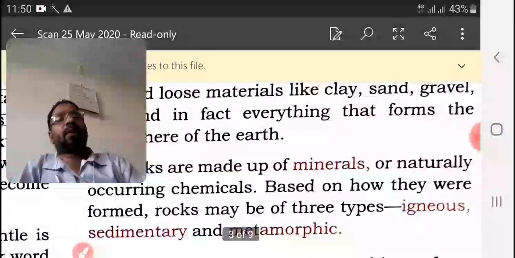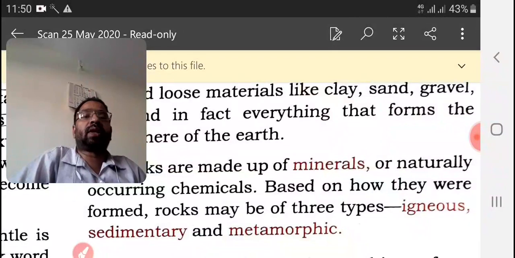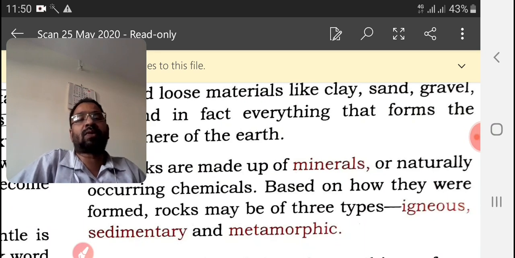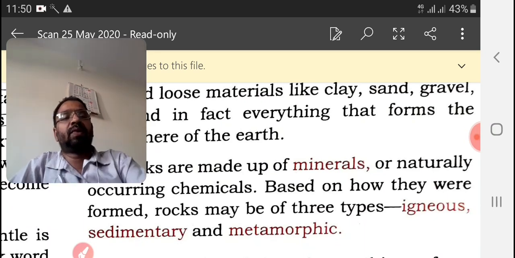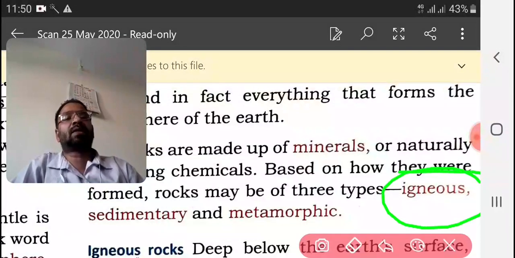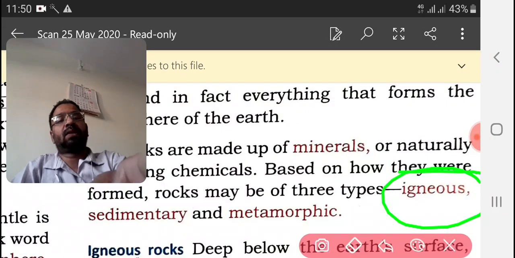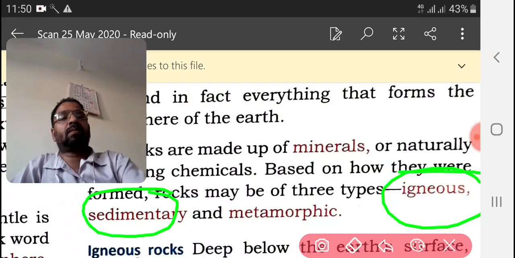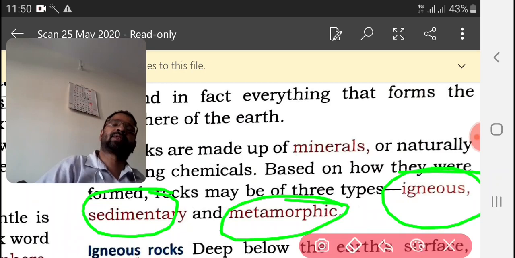Rocks are made up of minerals, or naturally occurring chemicals, based on how they were formed. Lithosphere means rock sphere, and these rocks can be divided into three types. First, igneous rock, which is the primary rock. Then sedimentary rock. Then metamorphic rock. These are the three types of rocks.